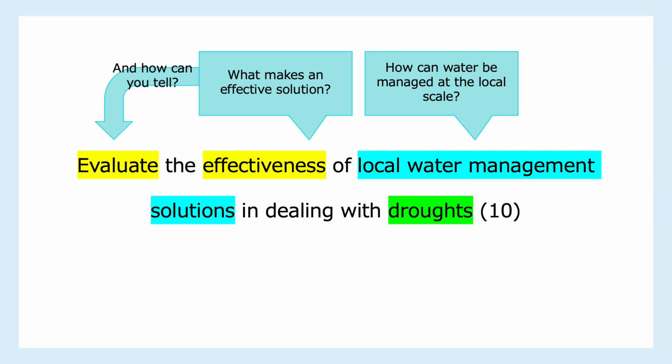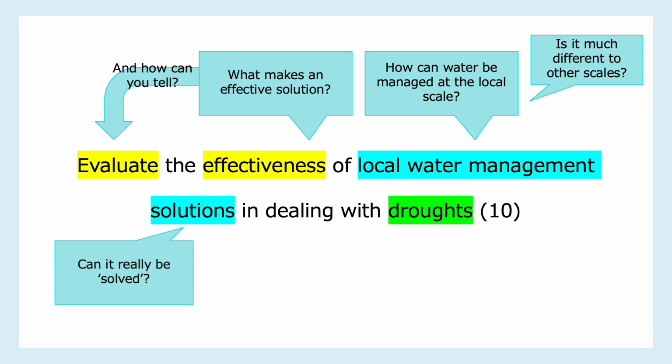How can water be managed at the local scale? So what actual methods can we use? And is the local scale much different from other scales? Is it different from the national scale, or is it different from the international scale? Solutions, is this an issue that can be really solved, or does it require some ongoing effort?